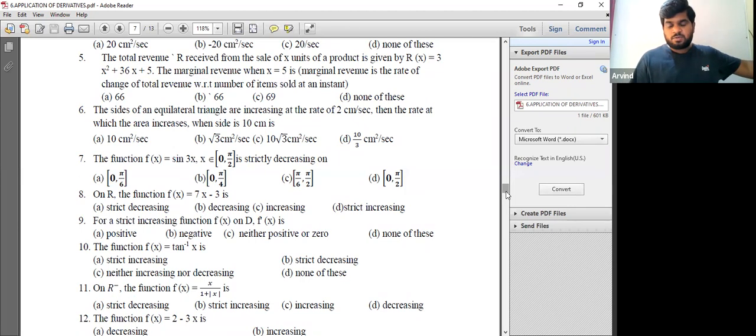They have said dx by dt equals 2. Area of an equilateral triangle is root 3 by 4 into x square. Differentiate, substitute, that's it.